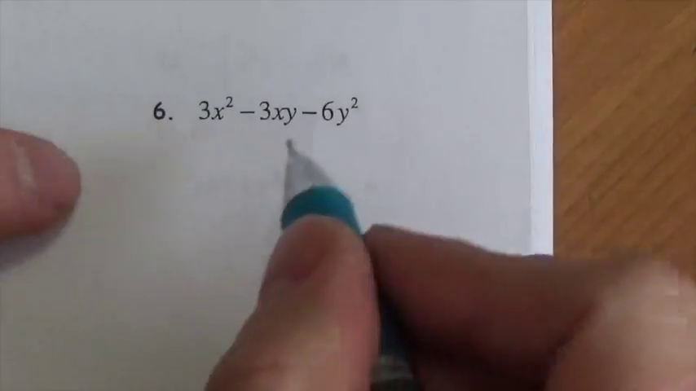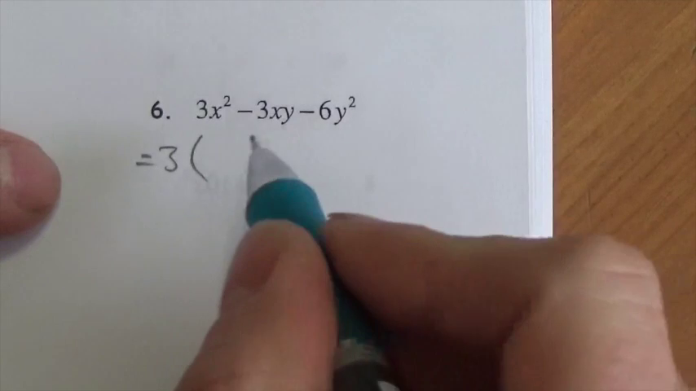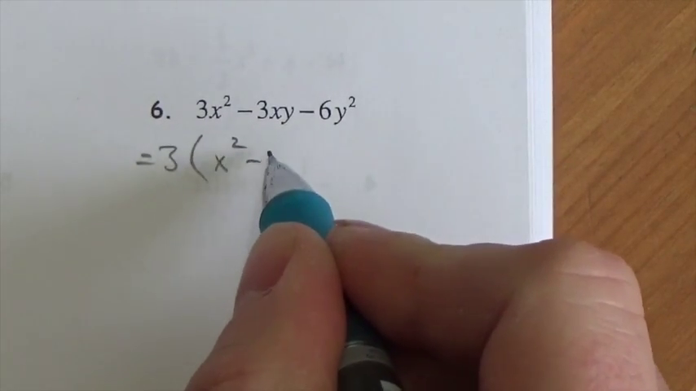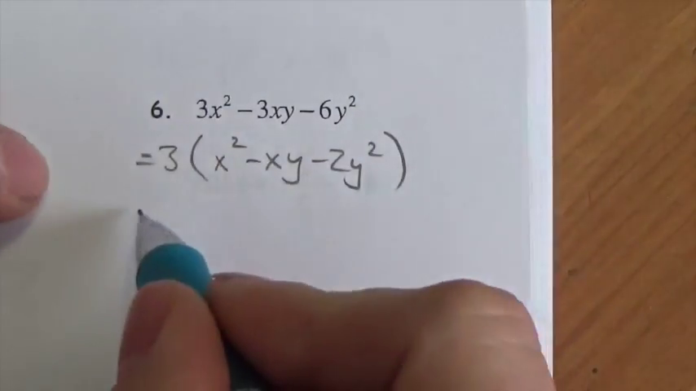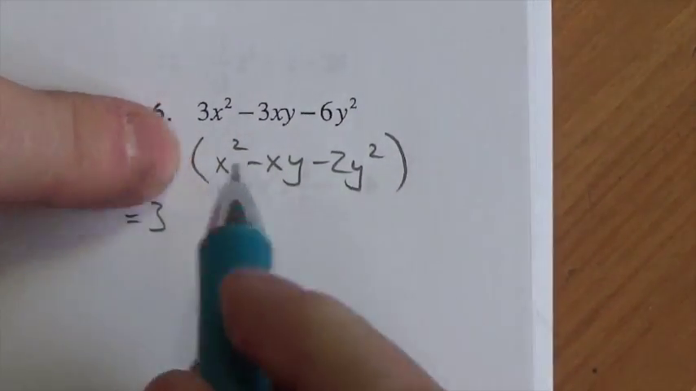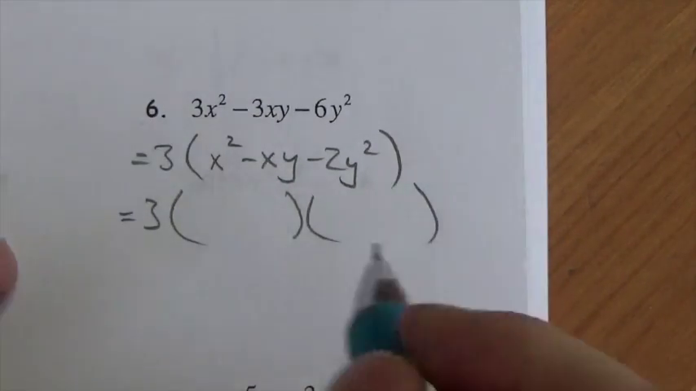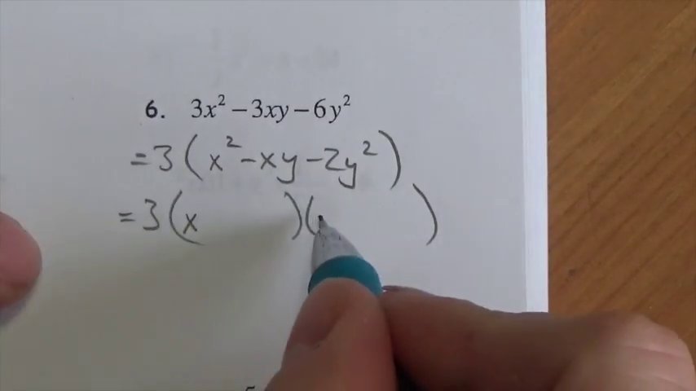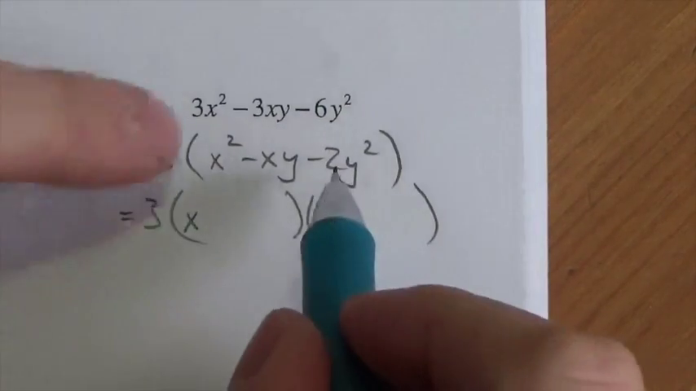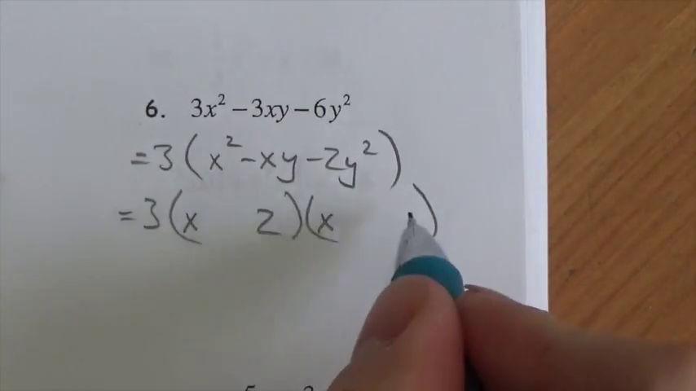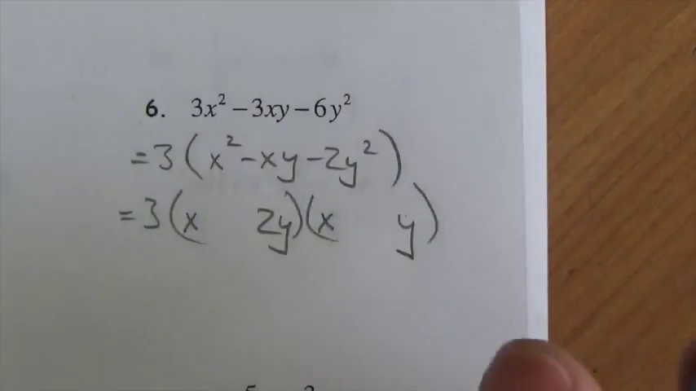Question 6. Okay, first of all, let's clean it up. Let's take out what's common there. There's that common 3. And I'm left with x squared minus xy minus 2y squared. All right, now I love the way that looks right now. Okay, because remember, I already am assuming that this can be broken down into two binomials. That x squared there can only be broken down into x and x. Negative 2y squared, that 2 can only be broken down into 2 and 1. So this has got to be 2y and y.